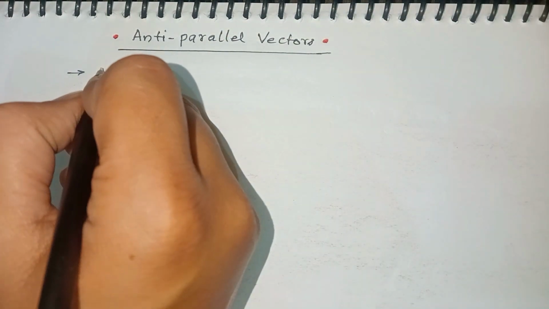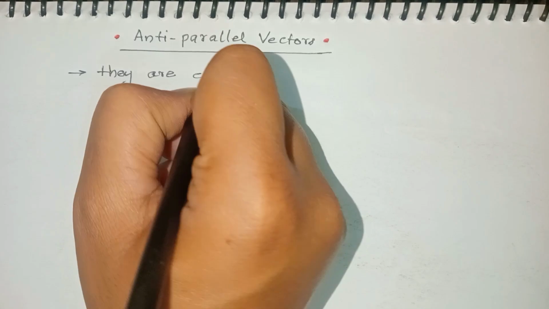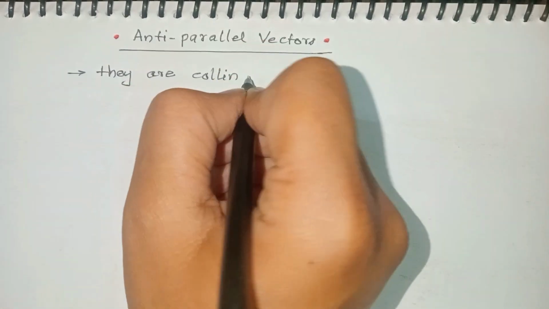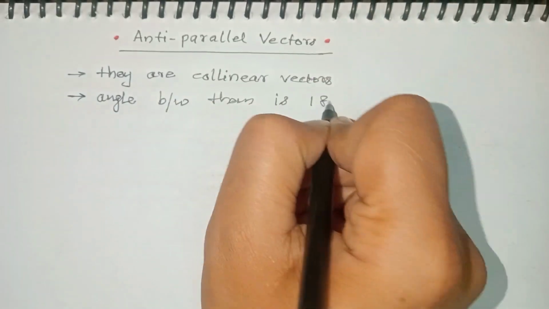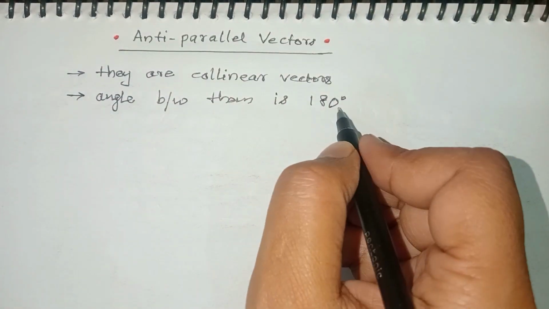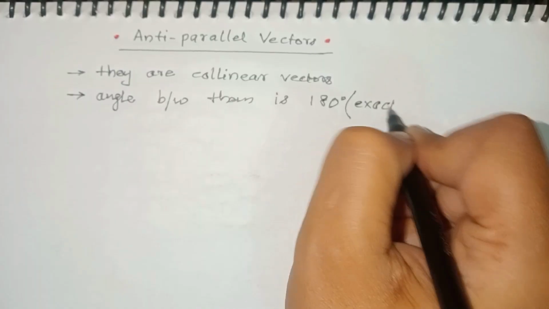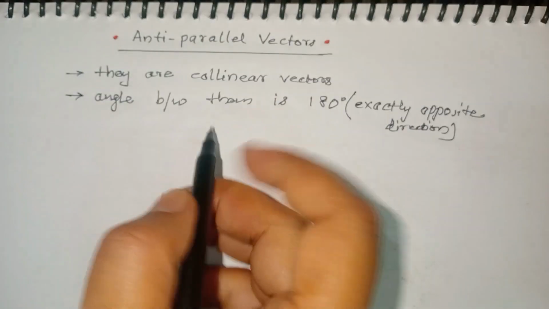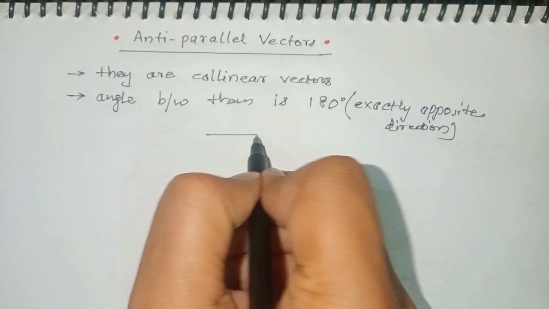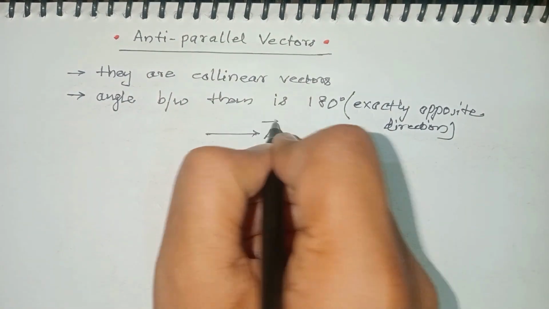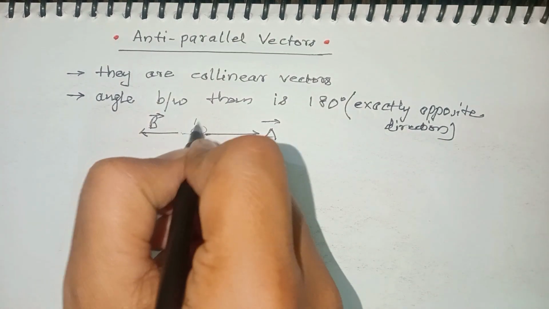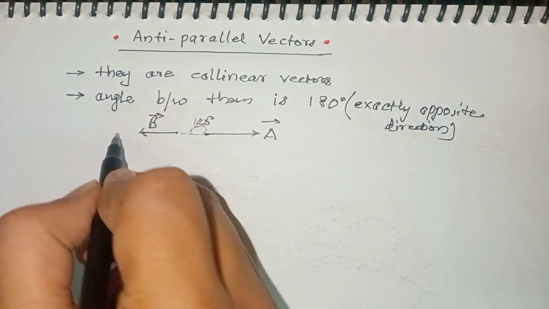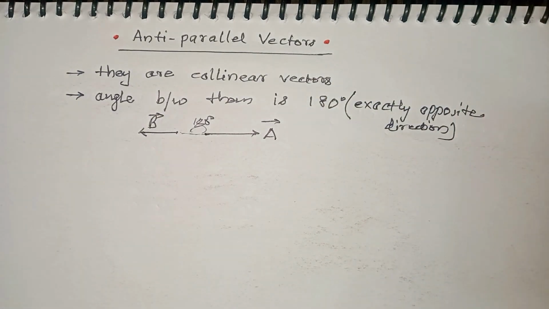It can be defined as collinear vectors. Collinear means parallel or in the same line. They are collinear vectors, and the angle between them is 180 degrees. Angle between them is 180 degrees means what? Exactly opposite direction. You can see this is vector A, and if this is vector B, extended, this angle is 180 degrees. They are in exactly opposite direction. This is the case of anti-parallel vectors. They are exactly opposite in direction.